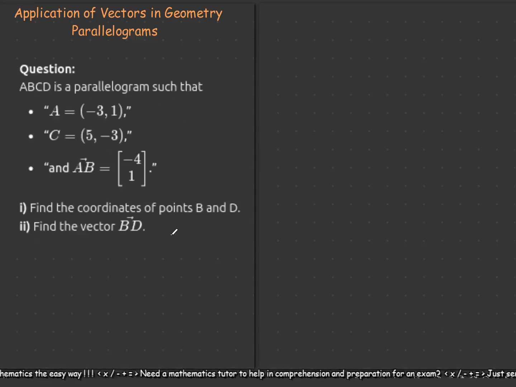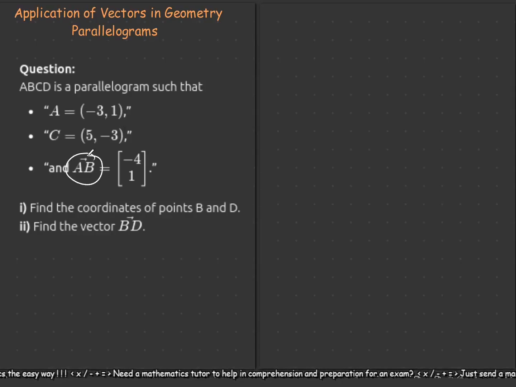Okay, so for this question, it says ABCD is a parallelogram such that A is given as -3, 1, C is 5, -3, and we know vector AB is -4, 1. You have to find the coordinates of the points B and D. Then, if you finish, you have to find vector BD. How do we go about this?